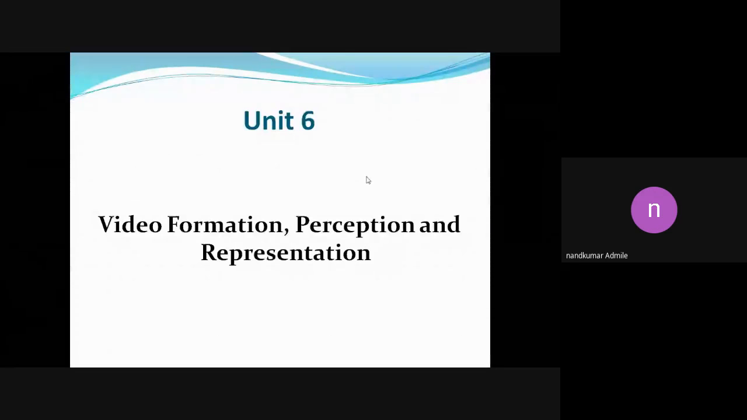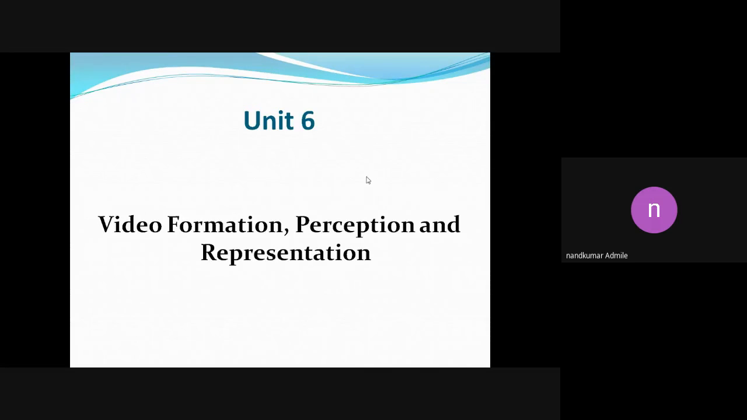Before starting the unit, first we need to understand what a video is. In image processing, in simple words, we can define an image: an image is a visual representation of something. We can observe any object, and that visual representation of something is called an image.